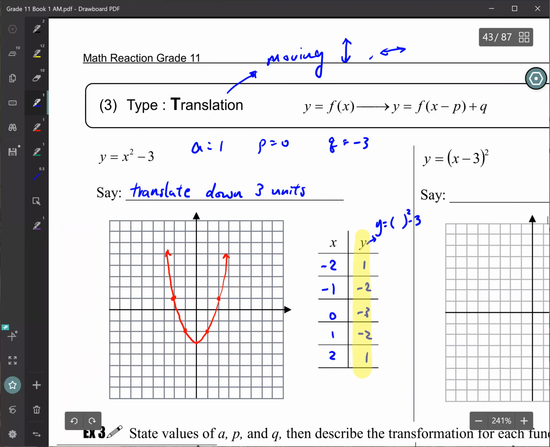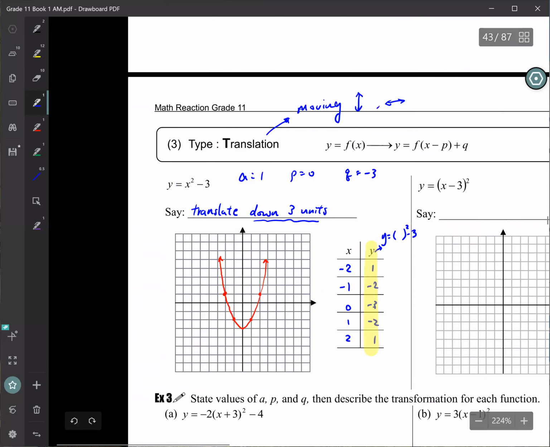Okay, in your homework, you just need to write down 3 units, okay? It's fine. You don't need to write the word translate. But if you want to say it in a full sentence, then you say translate.